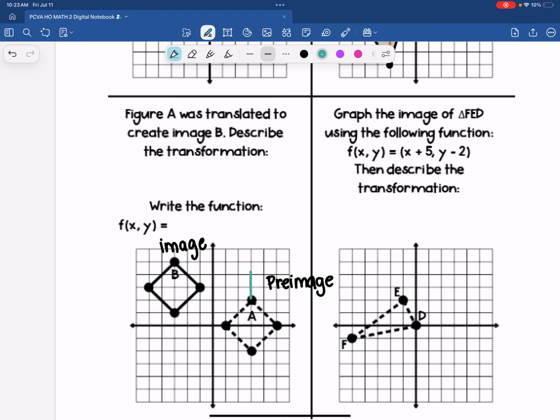So we're going to see that we're going to go up, and then we're going to go over. So looks like we're going up 3, and this one 1, 2, 3, 4, 5, 6, and to the left 6. And of course that would be what we could write for a rule. So if we're going to the left 6, that would be x minus 6, and if we're going up, that's going to be y plus 3.